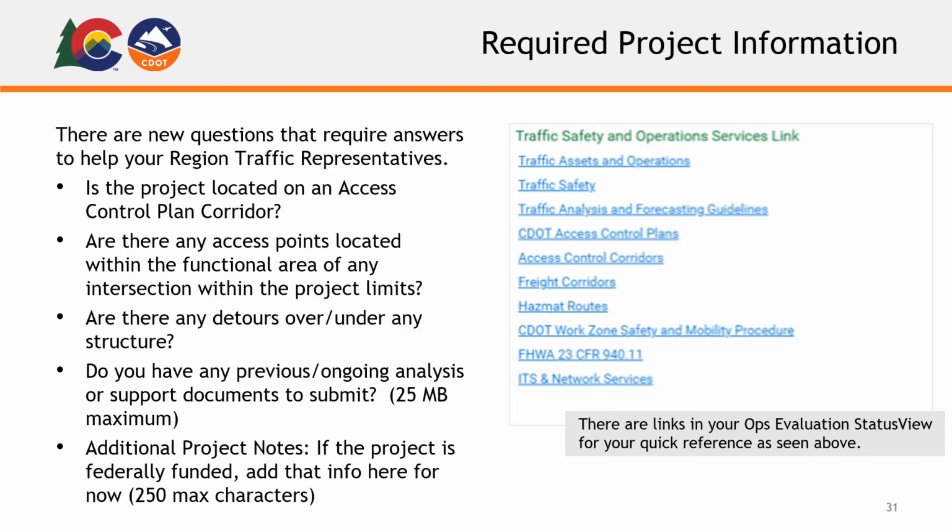There are new questions for which you are required to provide answers to help your region traffic representatives. Is the project located on an access control plan corridor? There are links in your Ops Evaluation Status View for your quick reference, as seen to the right, to help you answer this question. Are there any access points located within the functional area of any intersection within the project limits? You can answer this question yes or no, and then add a short summary note.